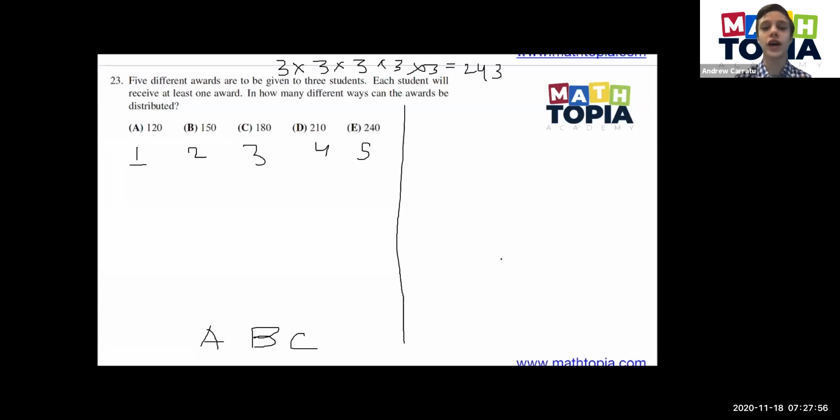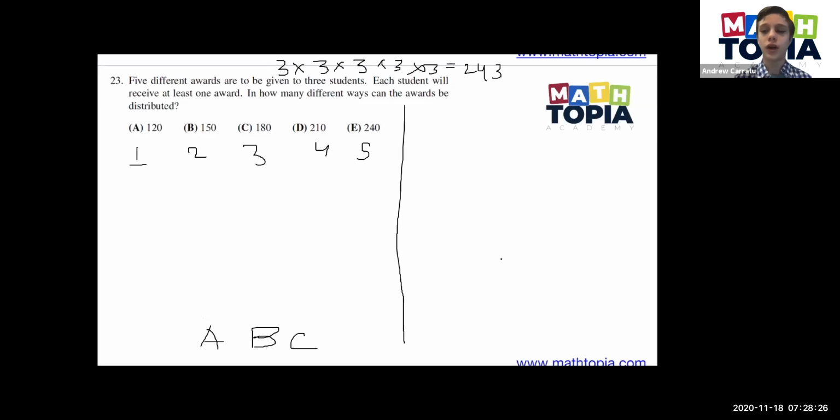Now, the reason why it's not in the answer choices, and the reason why that's wrong, is because it has this condition. Each student has to receive at least one award, right? So let's say that we give out the awards to only two students, like this. Well, A didn't get any, and he needs to get at least one, so that's not a possibility, but we did count it in the 243 possibilities, so that's why we're overcounting.